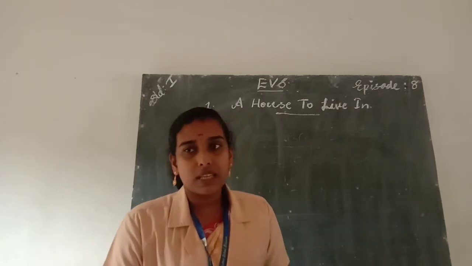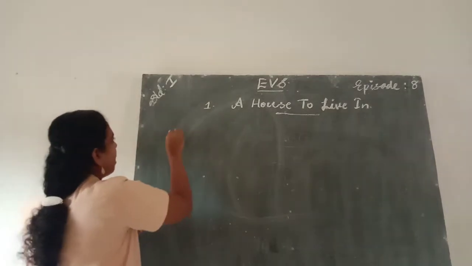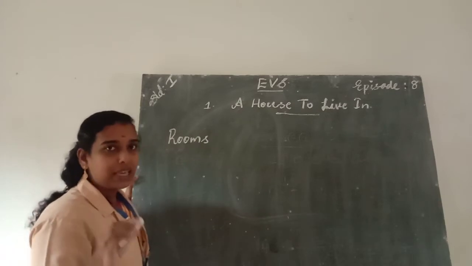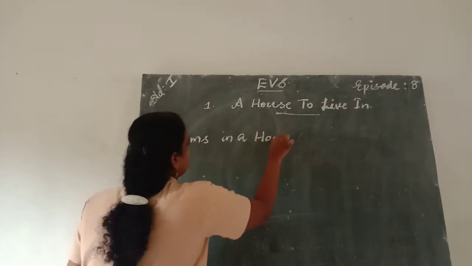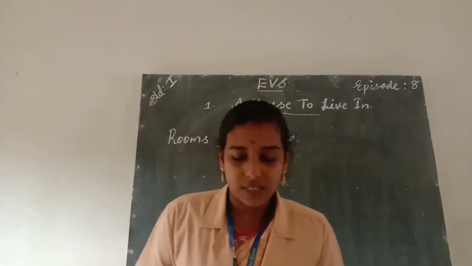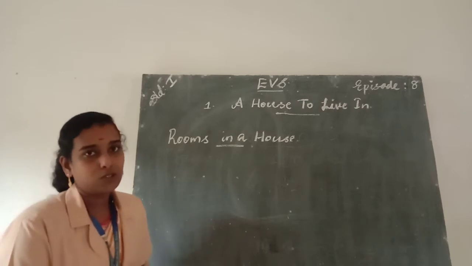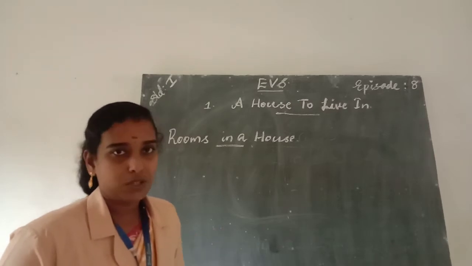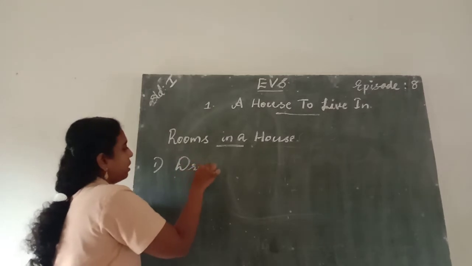There are different rooms in a house. What are the different rooms in a house? So our topic is rooms in a house. R-O-O-M-S. Rooms in a house. There are different rooms in a house. The first one is drawing room, and every room has a different use.